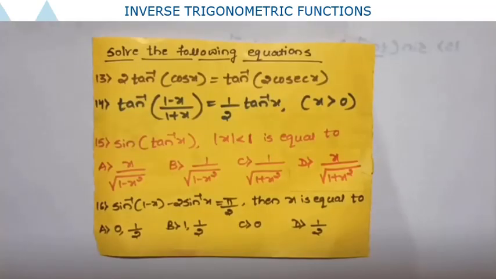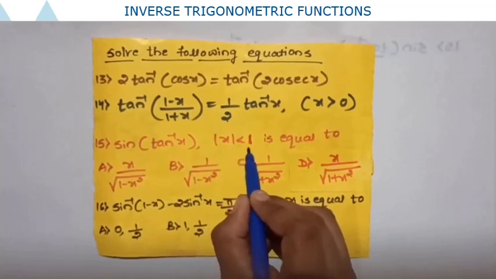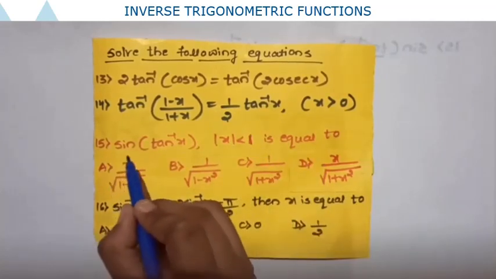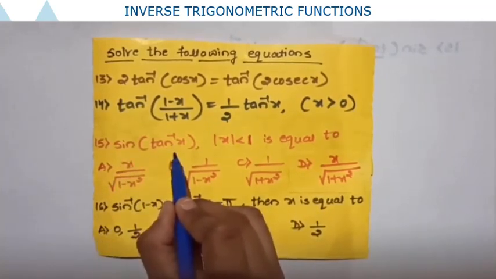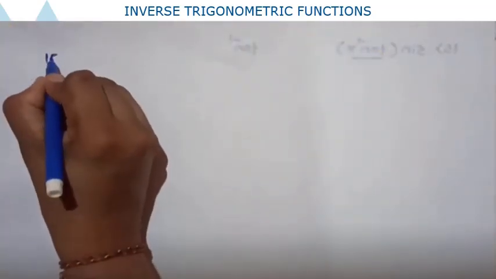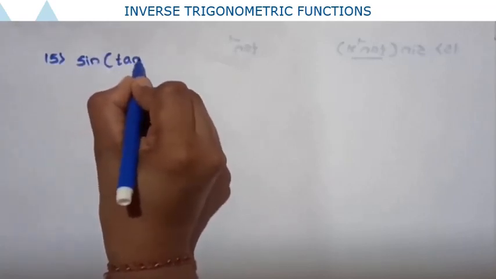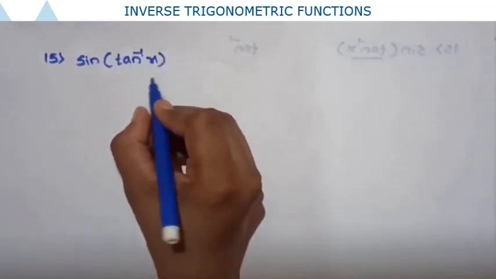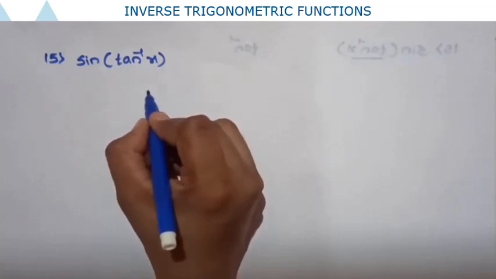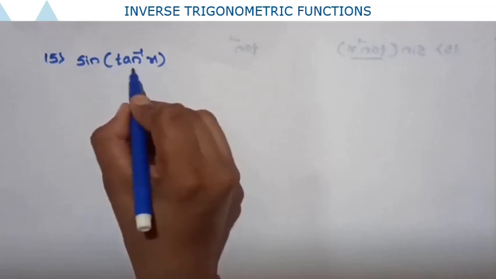Okay, now we'll see the 15th sum. What is the 15th sum here? Sin of tan inverse x, when mod x is less than 1, is equal to what? We should find the value of sin of tan inverse x. Let me consider the 15th example, sin of tan inverse x. If it were sin inverse x, I could write the value directly as x. But if it is sin of tan inverse x, how do we find this value?